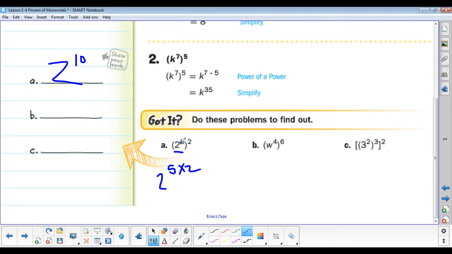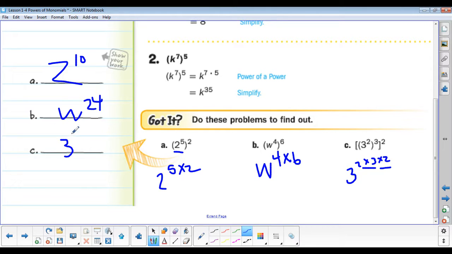Same thing here. It doesn't matter if it's a number or a variable. I take W and I multiply the exponents. I get W to the 24th because 4 times 6 is 24. Here we have 3 to the 2 times 3 times 2. 2 times 3 is 6, times 2 again is 12.